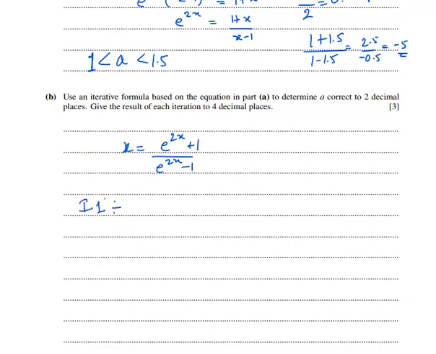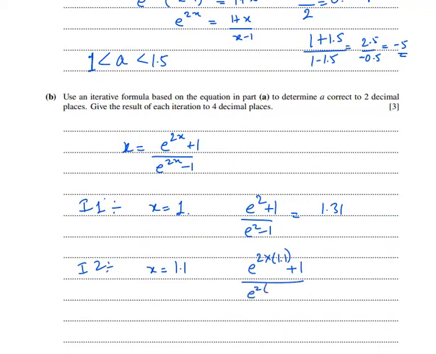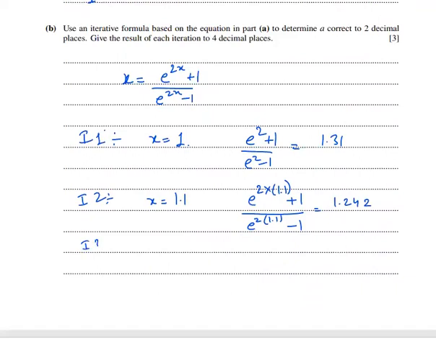So iteration 1, I can write I1, put x equals 1. So we'll get e to the power 2 plus 1 divided by e to the power 2 minus 1. So this value is 1.31. Now iteration 2, put x equals 1.1. So e to the power 2 into 1.1 plus 1 divided by e to the power 2 into 1.1 minus 1. This value you will get 1.242.